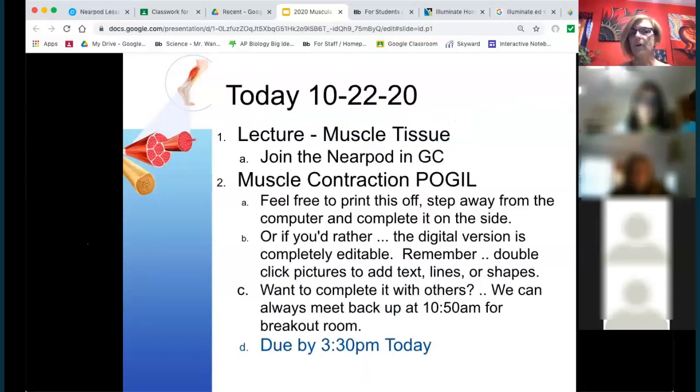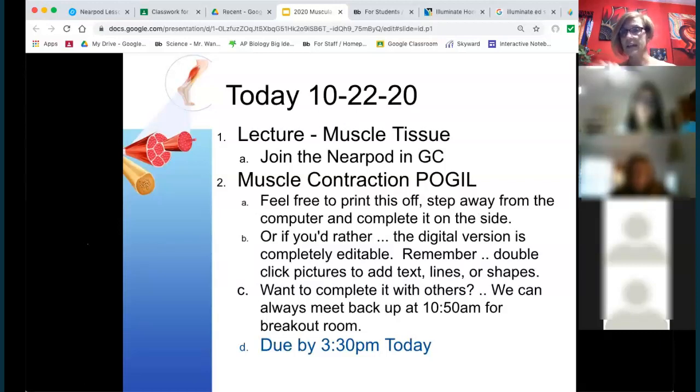Today we're going to talk about the muscle tissue, which is what you guys read about. So really, I'm just kind of clarifying and making sure you picked up what I wanted you to. You can open up a Nearpod for that. And then I talked about the POGL, and you can print it off if you want to get away from the computer, fill it out by hand, take pictures of it, that's fine. You can stay and do the digital.